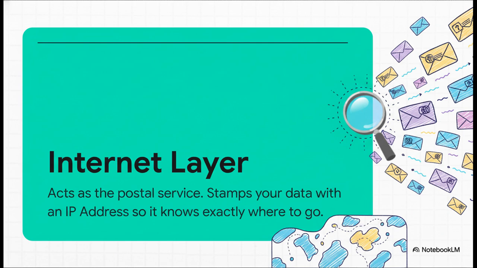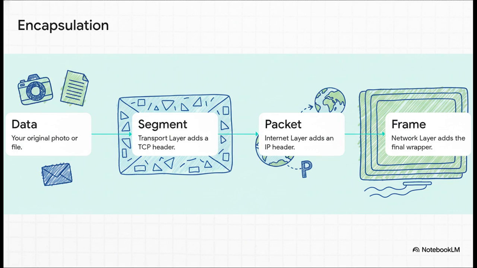That's the unique, one-of-a-kind address for your friend's device. You know, this whole process of moving down through the layers and adding more information has a name. It's called encapsulation, and it's kind of like a set of Russian nesting dolls. You start with your photo, that's the data. Then the transport layer puts it inside a TCP header. Now it's a segment. Then the internet layer puts that inside an IP header.